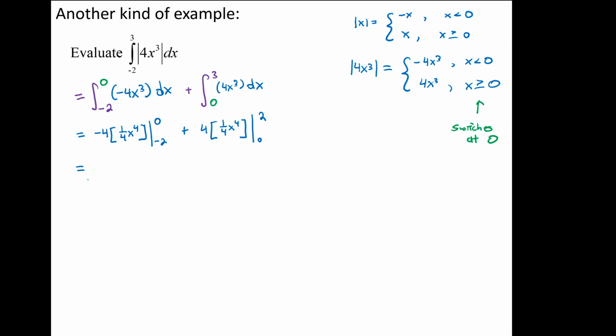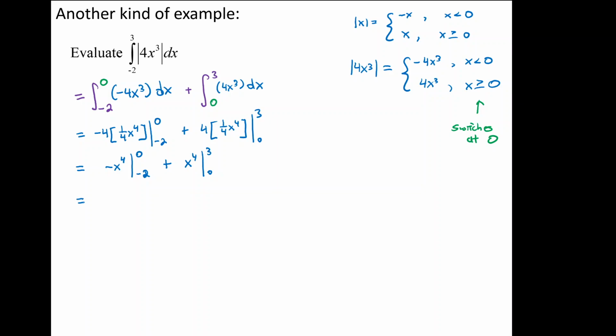Okay, so we have negative x to the power of 4, evaluated from -2 to 0, plus positive x to the 4, evaluated from 0 to 3. Sorry, my bound magically changed. It should not have magically changed. There is no magically changing of things.